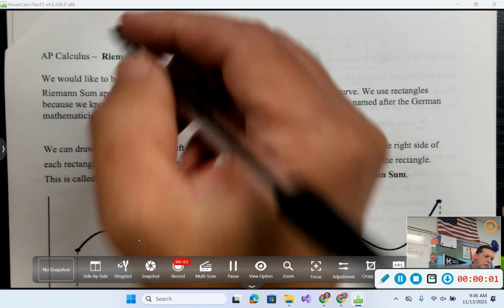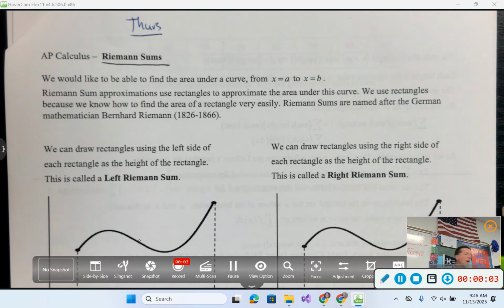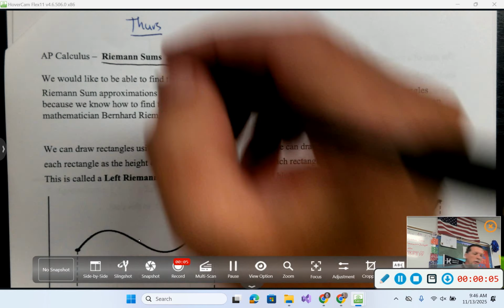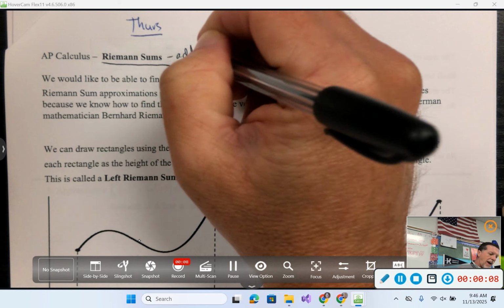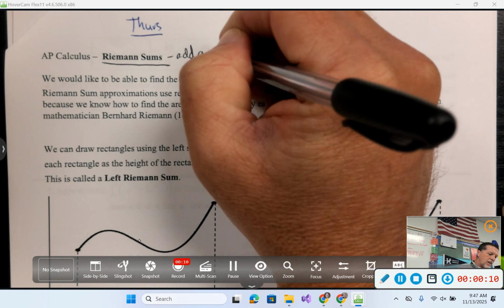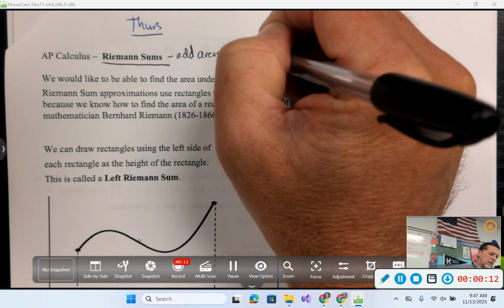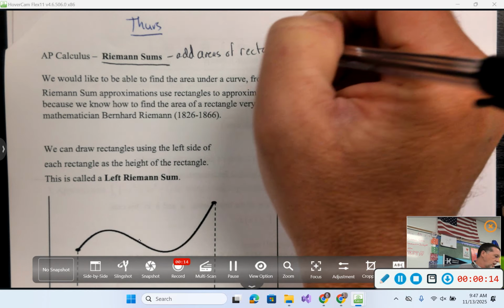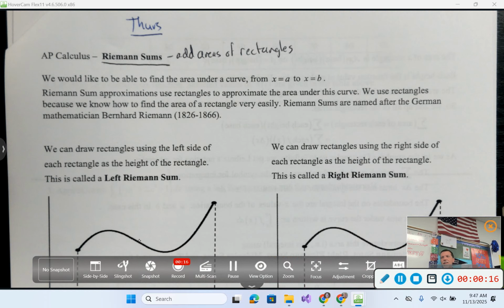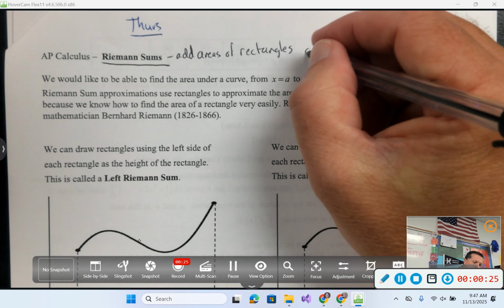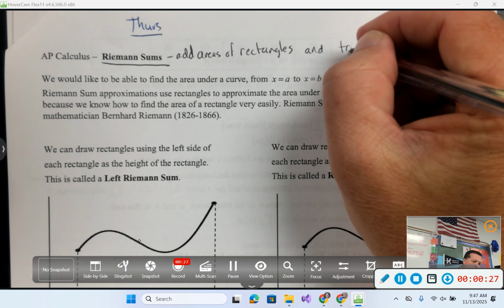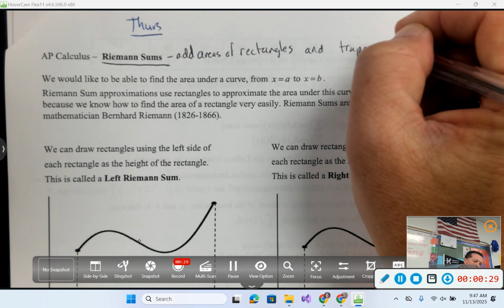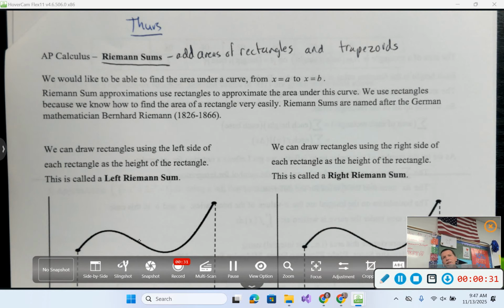All right, Riemann sums. Sounds fancy. Literally all we're going to do today is add areas of rectangles. And I hope your reaction is, like, wait, what else though? Like, that's really it? And I'd say, well, okay, it's not just rectangles, it's also trapezoids. So maybe we need to remind ourselves about trapezoid area.